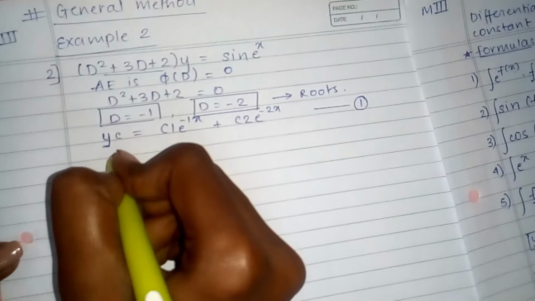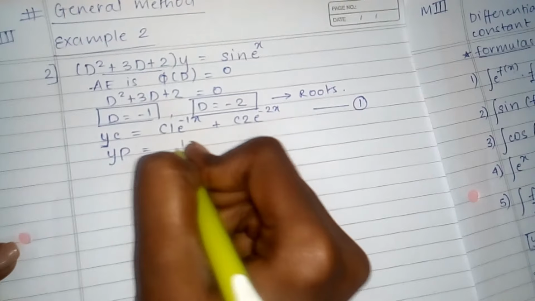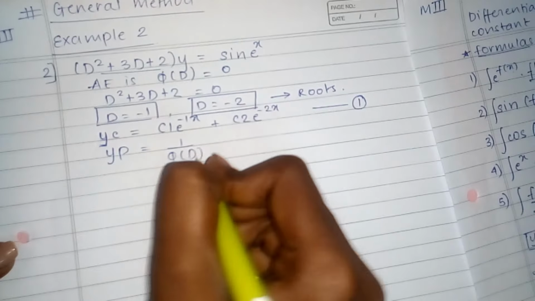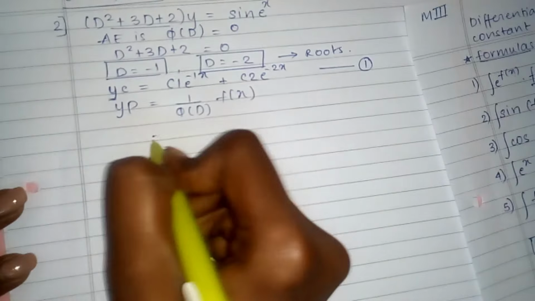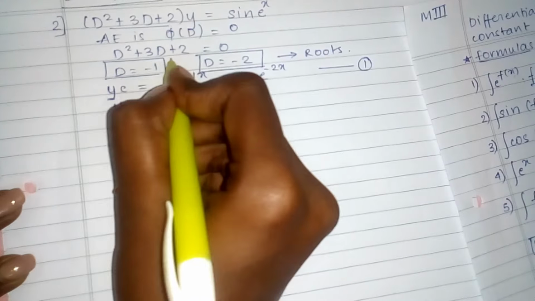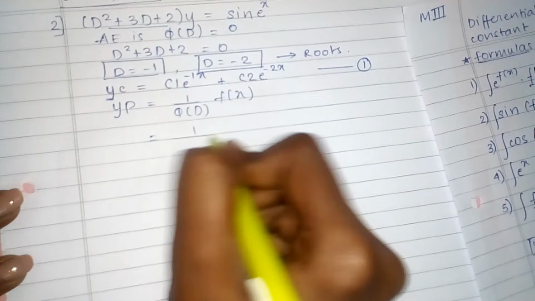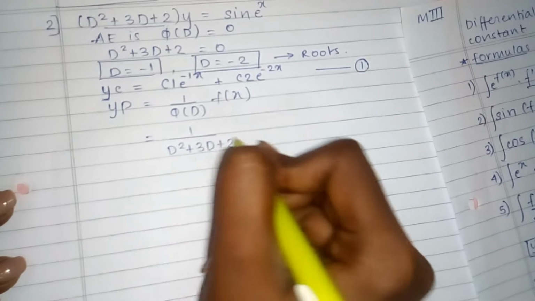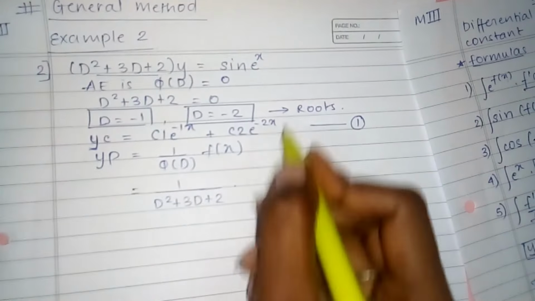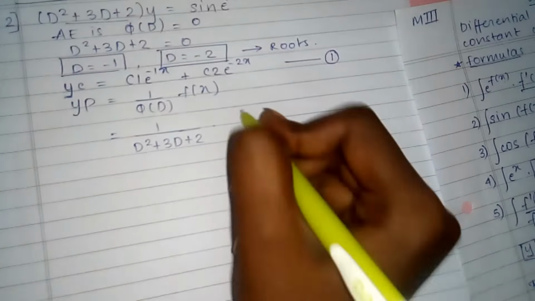Now YP is equal to 1 upon phi of D f of x. This is the formula for YP. So we'll put phi of D is equal to this part. This entire thing is phi of D. So 1 upon D square plus 3D plus 2 into f of x. The f of x is sine e raised to x. So sine e raised to x.